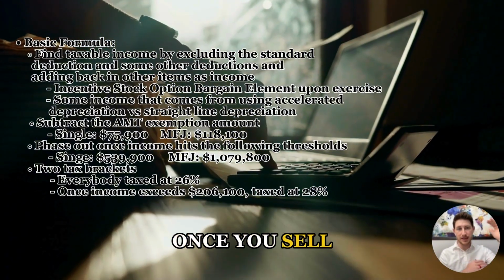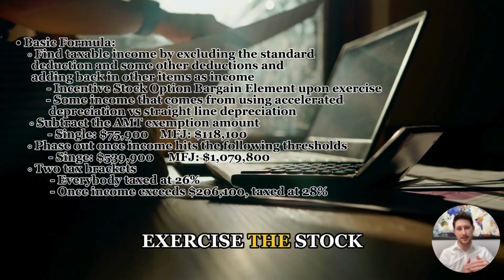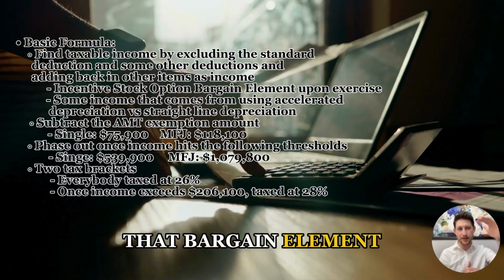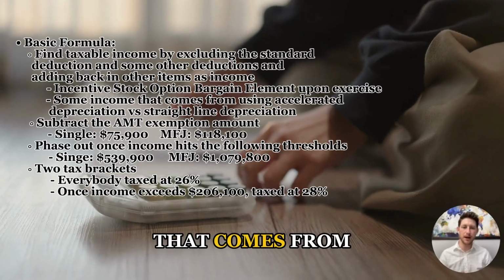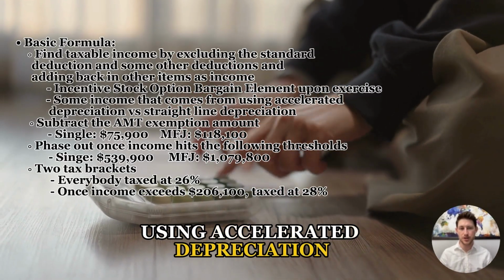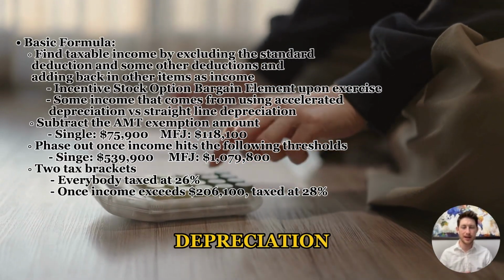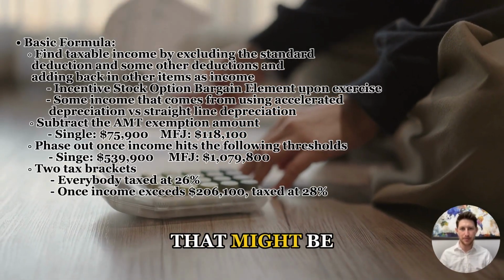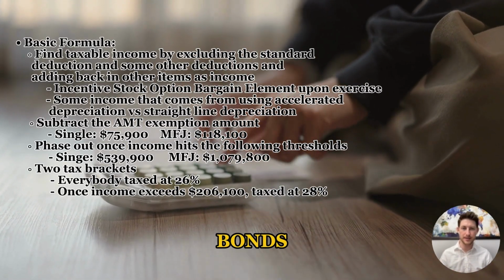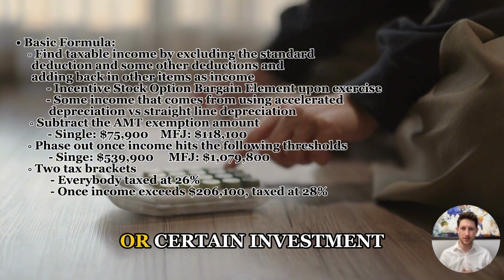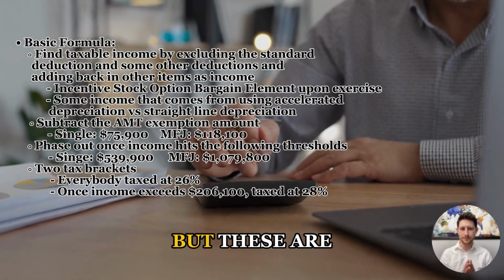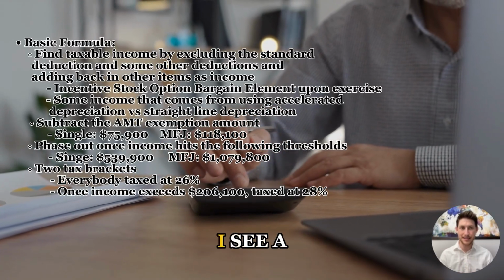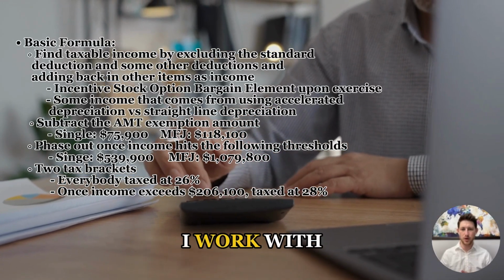So we're not talking about selling. We're not talking about once you sell the stock, just when you exercise the stock and you get that bargain element, they can add that back in. And then sometimes some income that comes from using accelerated depreciation versus straight line depreciation. There's other special types of income that might be added back in, like special interest bonds or certain dividends or certain investment income. So there's a long list. I'm not going to go through it all now, but these are common ones that I see a lot with clients that I work with.